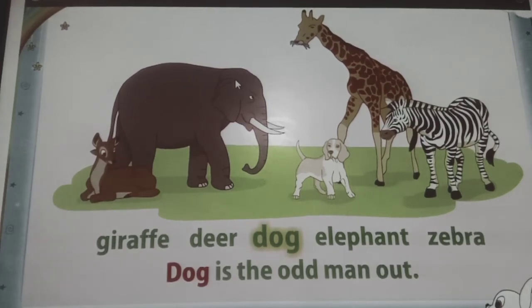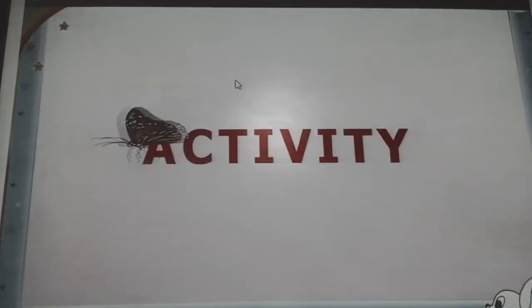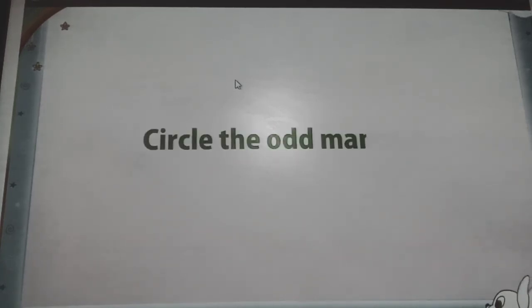Finding the odd man out was so easy, Rainbow. Come, let us do an activity. Here are groups of words. Let us circle the odd man out.